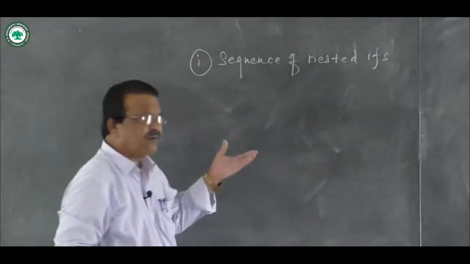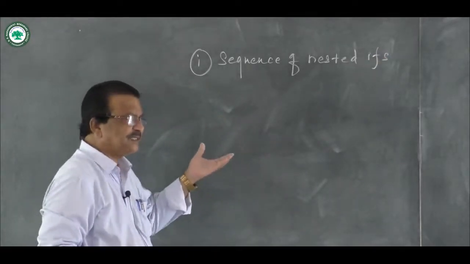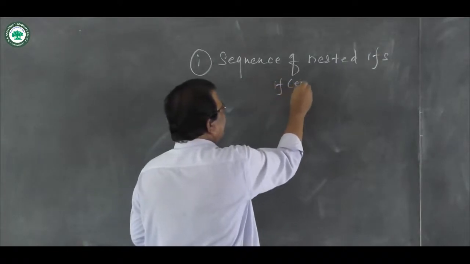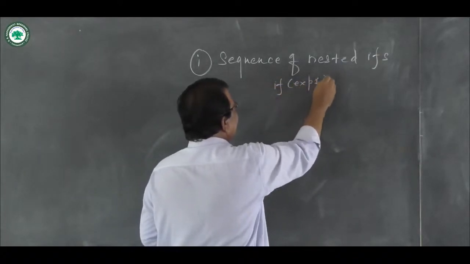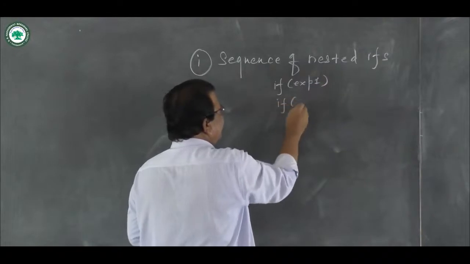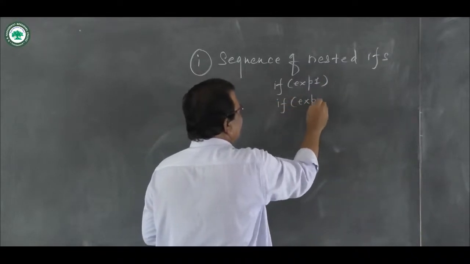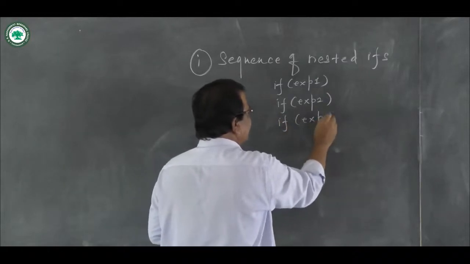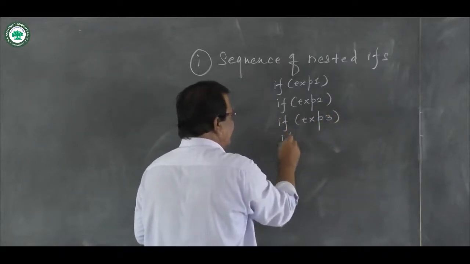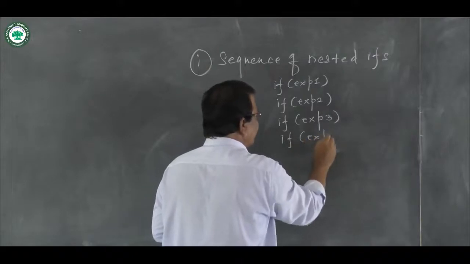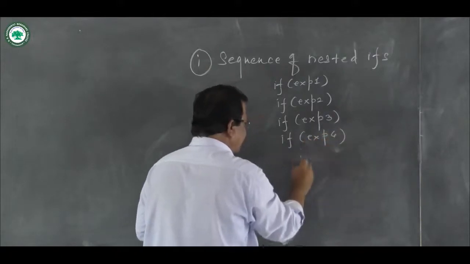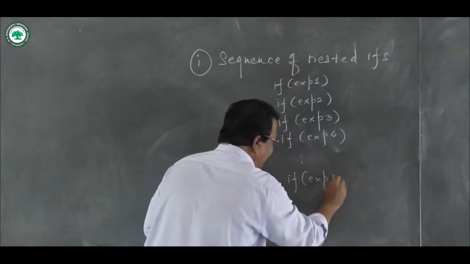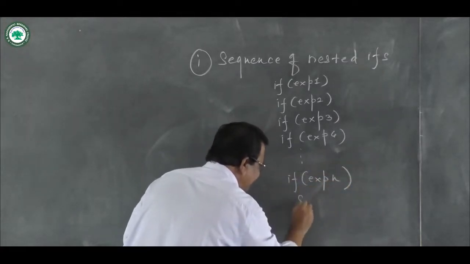The general form of nested ifs is as follows. We have if expression 1, then if expression 2, if expression 3, if expression 4, and so on, if expression n, and then statement.